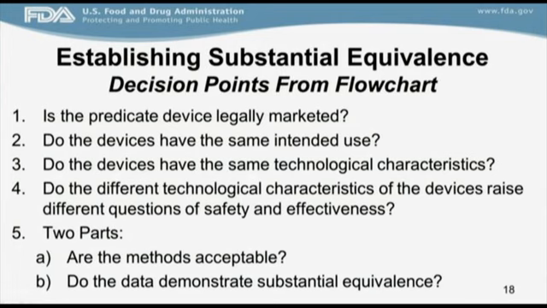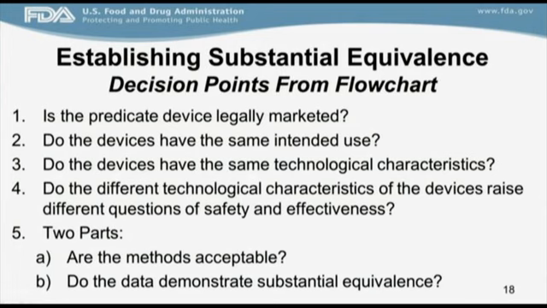The first decision point is, is the predicate device legally marketed? Therefore, has the predicate device received the appropriate clearance or approval as necessary? The second decision point is, do the devices have the same intended use? This is very important because it's going to be difficult for you to demonstrate substantial equivalence to a predicate device that has a different intended use.